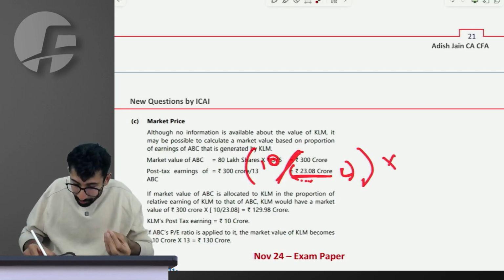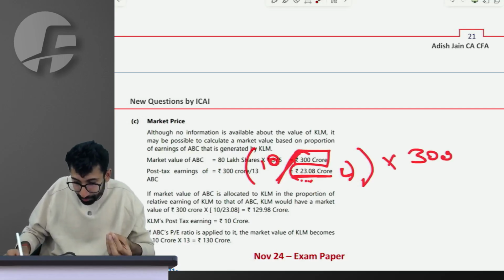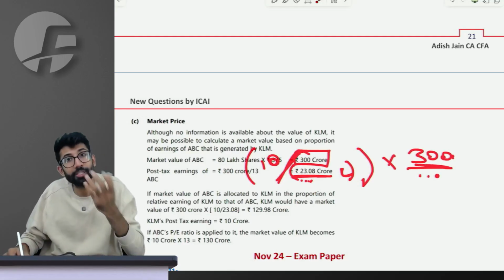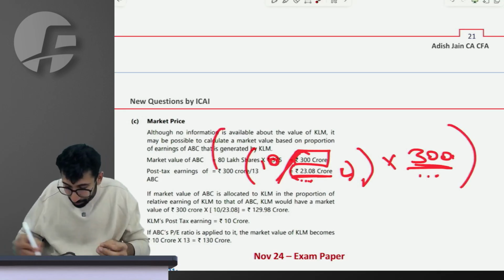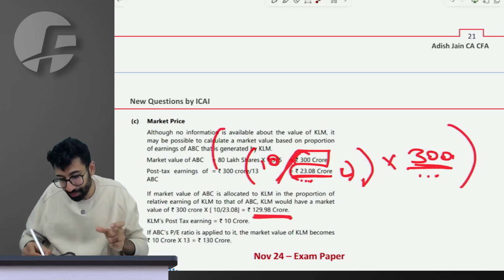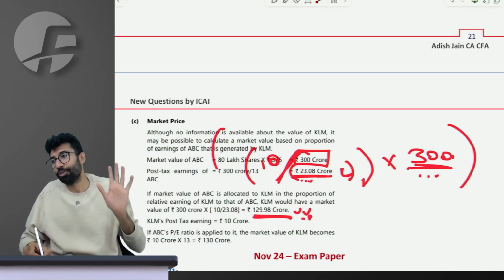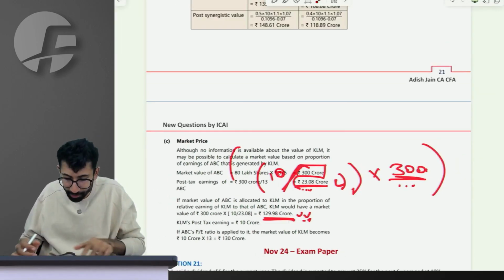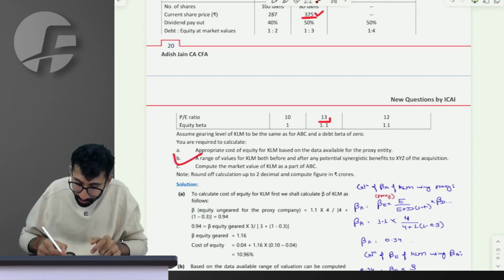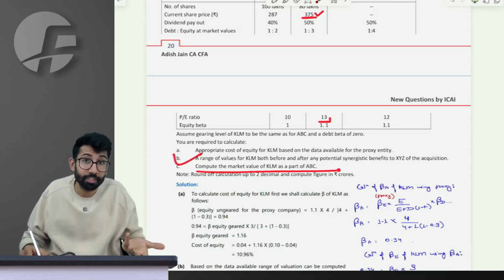So accordingly, in the total value of 300 crores, what will be the proportion of KLM? You calculate it proportionately, and it will be 129.98 crore with this thought process. Sir, how can one know this will be the thought process? I agree with you, one can never know that this can be the thought process.